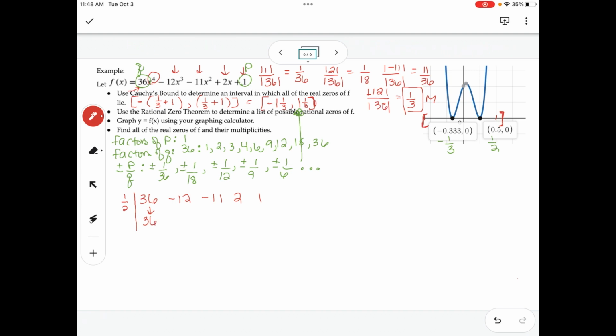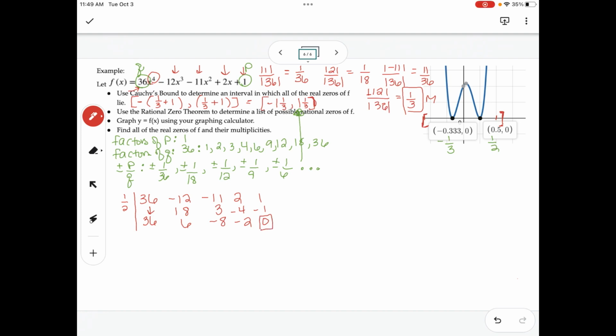Bring down 36. Okay, so half of 36 is 18. That's great. So we bring that over there. Negative 12 plus 18 is 6. Half of 6 is 3. So when I add these, I get negative 8. Half of negative 8 is negative 4, which gives me negative 2. Half of negative 2 is negative 1, which is a 0.